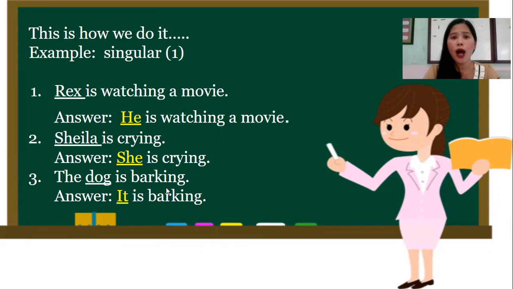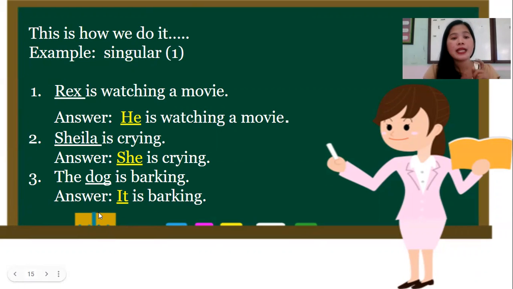Next, the dog is barking. Ow, ow, ow. That is barking. Okay? The dog is barking. Dog is an animal, only one. So what is the pronoun? It. Okay? So you are going to say, it is barking. It means it's a dog. It refers to a dog.